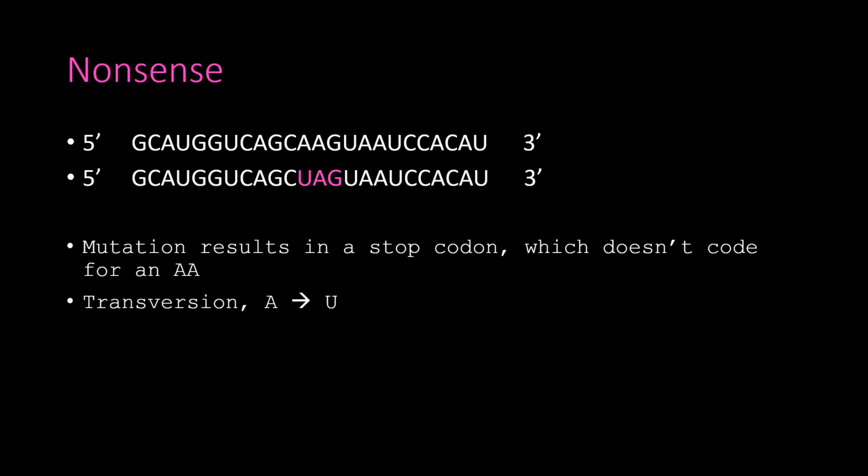Here we have a mutation where the A on the top strand turns into a U on the bottom strand. This results in a stop codon forming rather than the amino acid from AAG, and that tells us that this will be a nonsense mutation because it no longer codes for an amino acid, and since it's from A to U, it's a transversion.